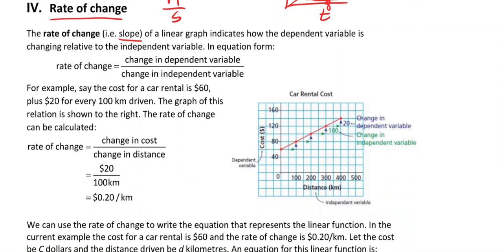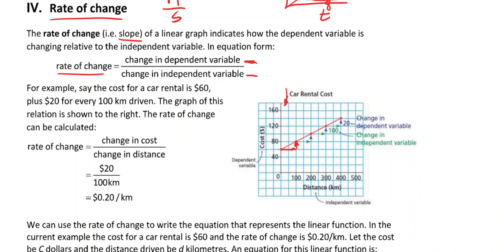Let's back up a little bit. Rate of change is the change in the dependent variable over the change in the independent variable. Now that sounds a little confusing, but what that's saying is that the rate of change is really just how far you go up and down, which is your rise. That's your change in your dependent variable, your change in y, over your change in your x, your independent variable. It really is just rise over run.